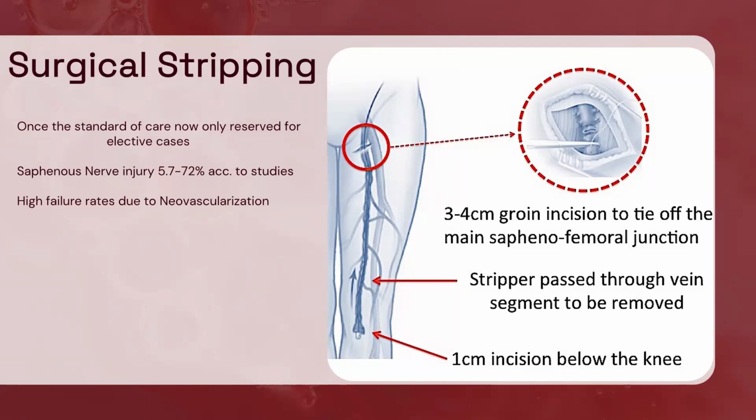And in recurrence, can you again redo laser or will you always prefer stripping? Sir, in recurrent cases I screen the patient myself. If the recurrence is because of a duplicated GSV, or a very large tributary which has become as big as the GSV, then we can do laser, sir. Otherwise, phlebectomy plus sclerotherapy should be enough, sir.